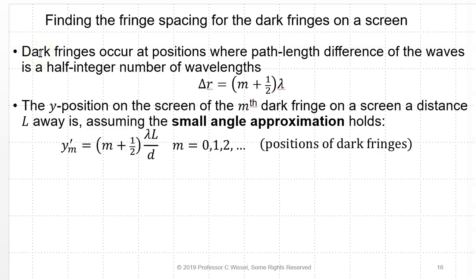Now, dark fringes occur at positions where the path length difference of the waves is a half integer number of wavelengths. So delta r is the quantity m plus a half times lambda. The y position on the screen of the mth dark fringe on a screen a distance L away is, assuming the small angle approximation, y prime m equals (m plus 1/2) times lambda L over d, for m equals 0, 1, 2, and so on. These are the dark fringes, where there is destructive interference.